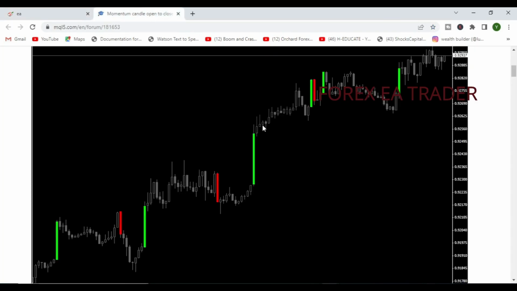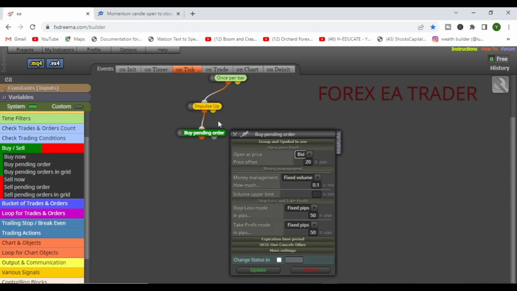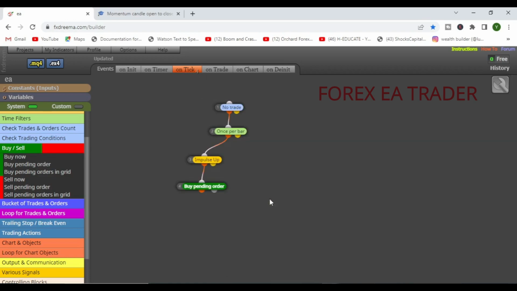And we are going to wait for what? For the bid price to actually cross over before our pending order is triggered. That's what you're saying here. And then obviously you need to protect yourself, so you can set your stop loss as well as your take profit. You can play around with these blocks. You can just tick them so that you can change some of these values in MetaTrader 4 without coming back to Fxdreema. Then we update. That's all that you need to do on this.